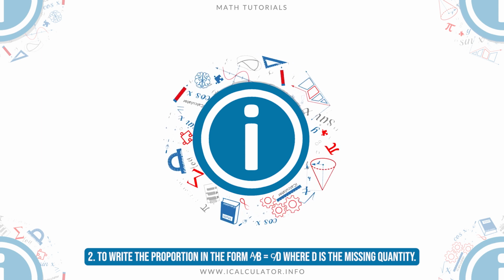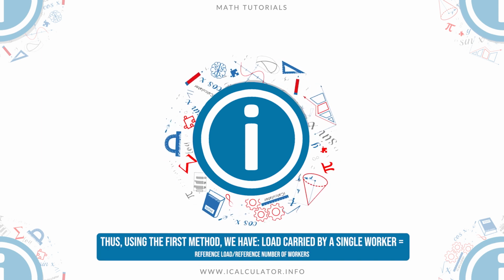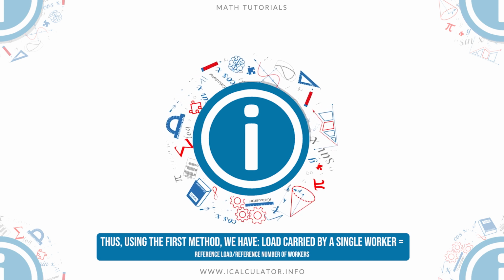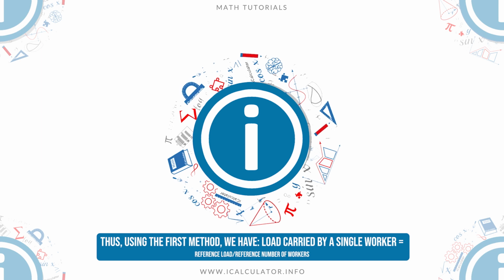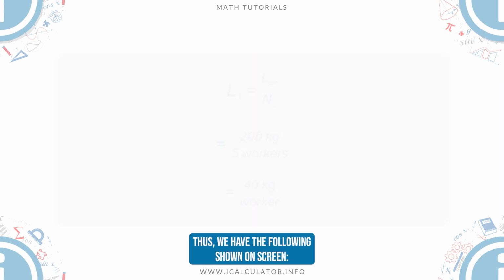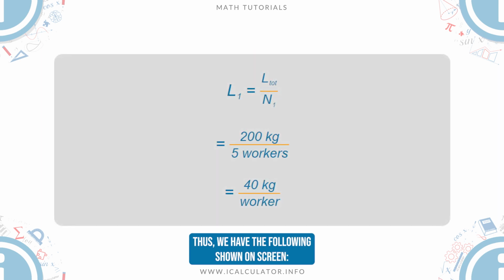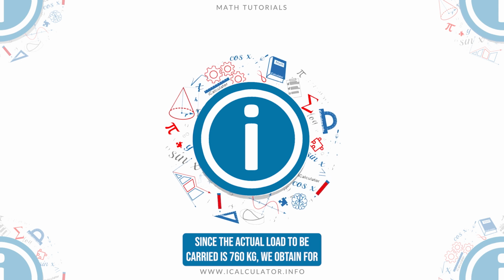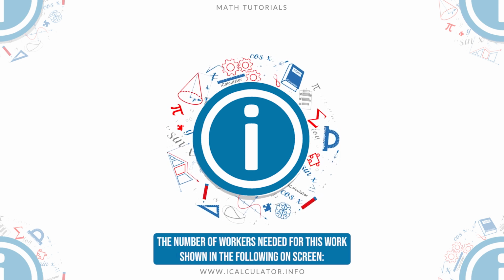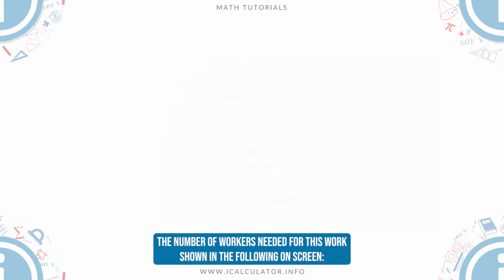missing quantity. Thus, using the first method, we have load carried by a single worker equals reference load over reference number of workers. Thus, we have the following shown on screen. Since the actual load to be carried is 760 kilograms, we obtain for the number of workers needed for this work shown in the following on screen.